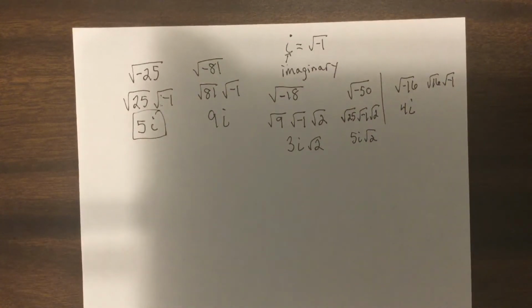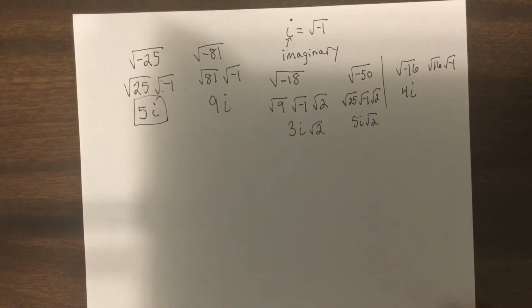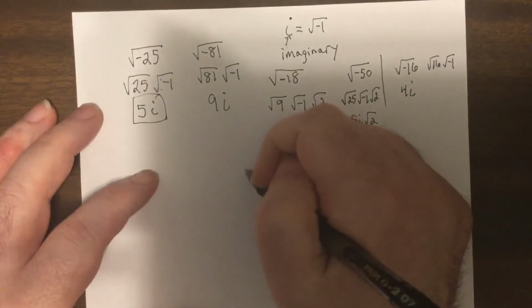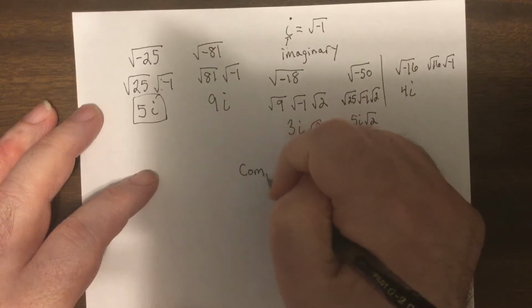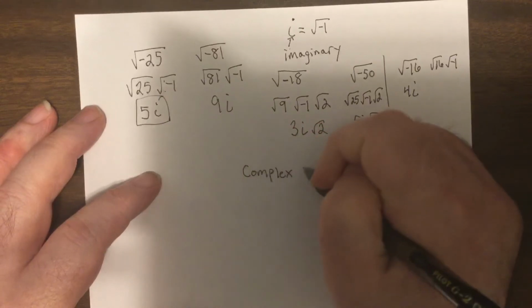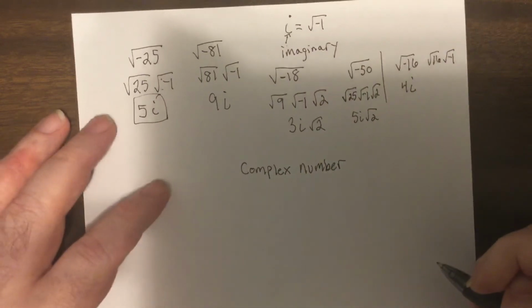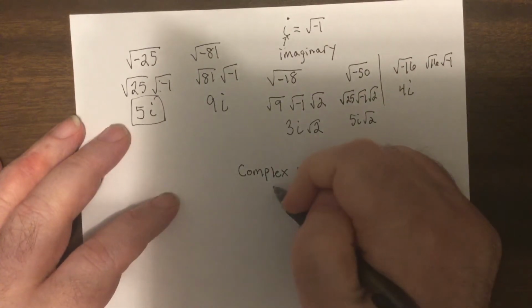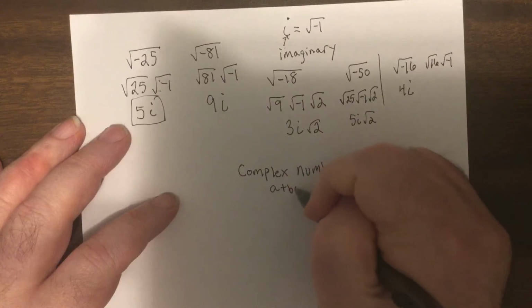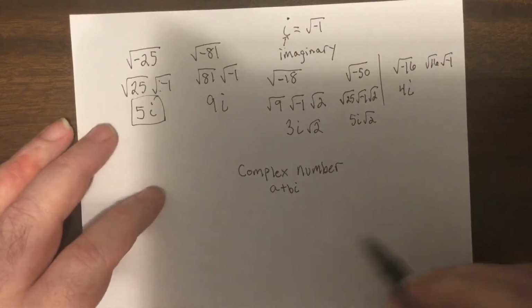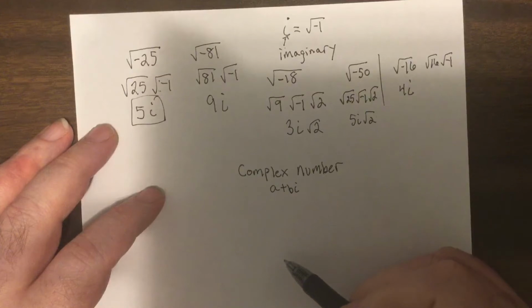Now, what they did is they said, okay, we're going to take real numbers and put them with imaginary numbers. Real and imaginary, wow, that sounds tricky. So they called them complex numbers. Now, a complex number is a plus bi, where a and b are real and i is imaginary.